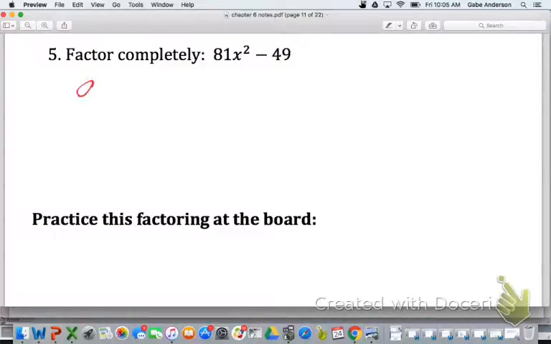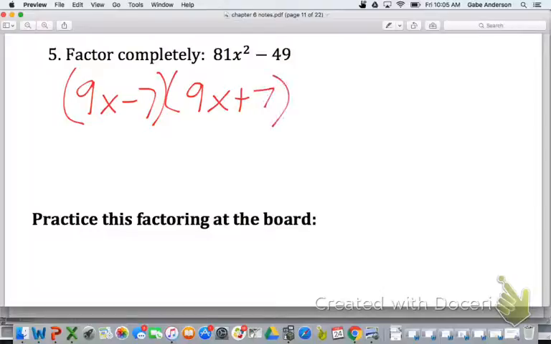9x minus 7 and 9x plus 7. You guys all chit-chatting because you are so confident? Did you guys agree with Sam? Yeah? 9x minus 7, 9x plus 7. Sam, good job. You're right.